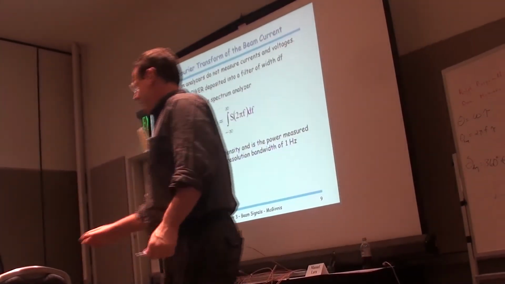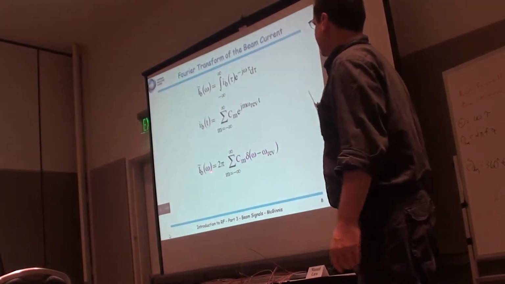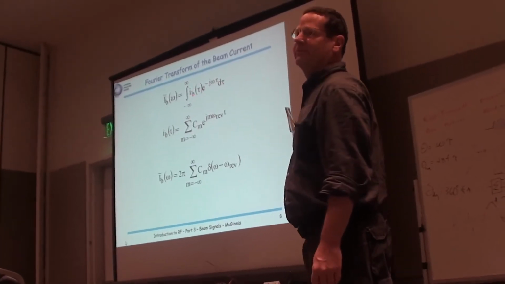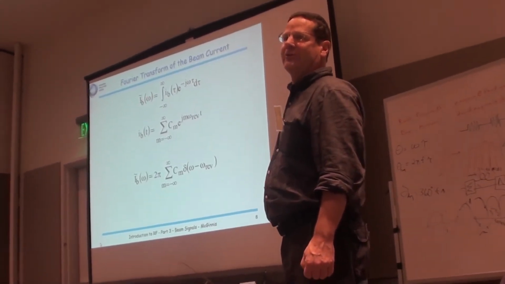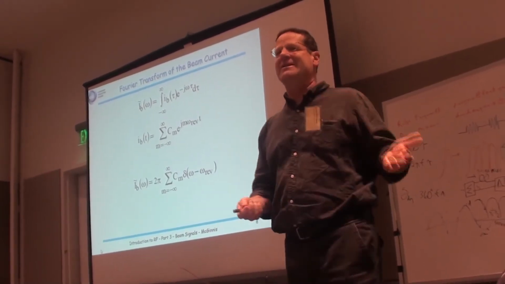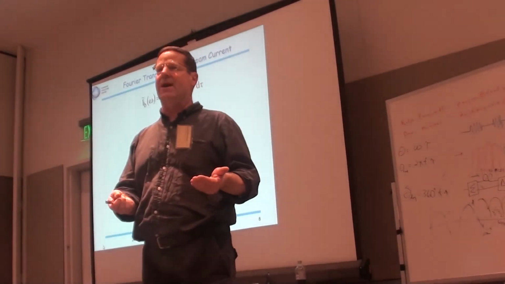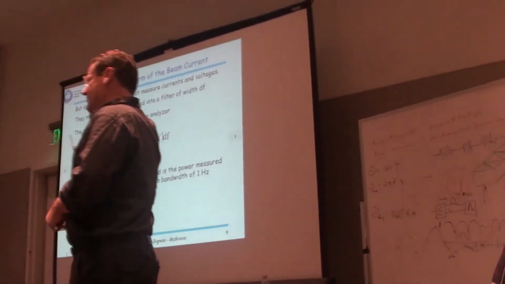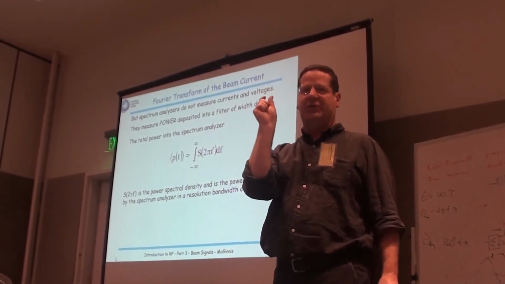So if you took a look at this guy's units here, he's got units of amps times time, amp time, right? Or amps per hertz. That's his units. You didn't see that on top of your spectrum analyzers yesterday. You saw dBm on there. So spectrum analyzers don't measure currents and voltages. They measure the power deposited into a filter.